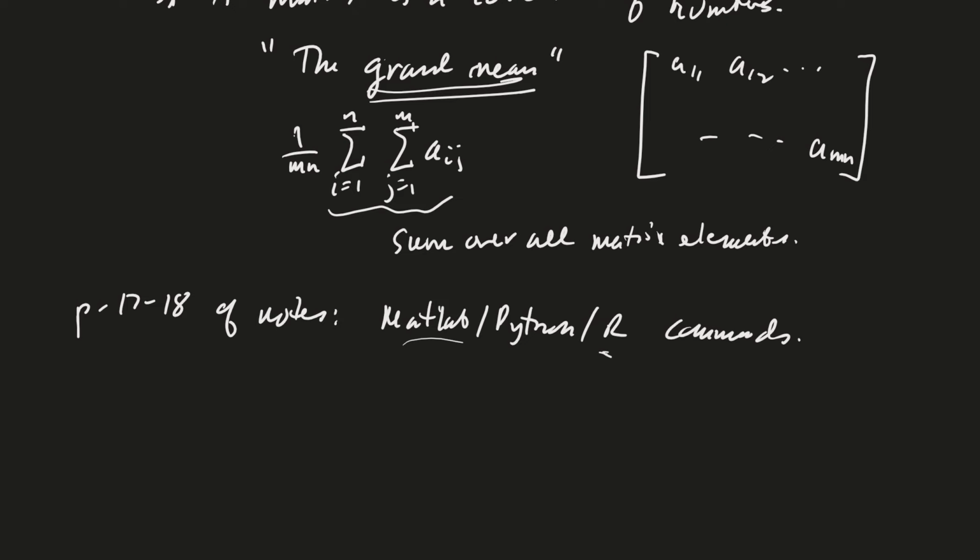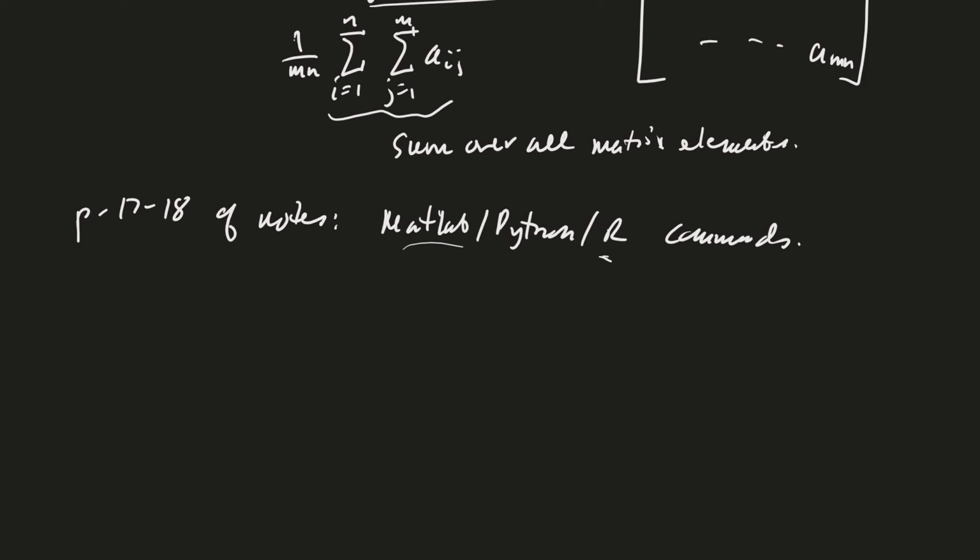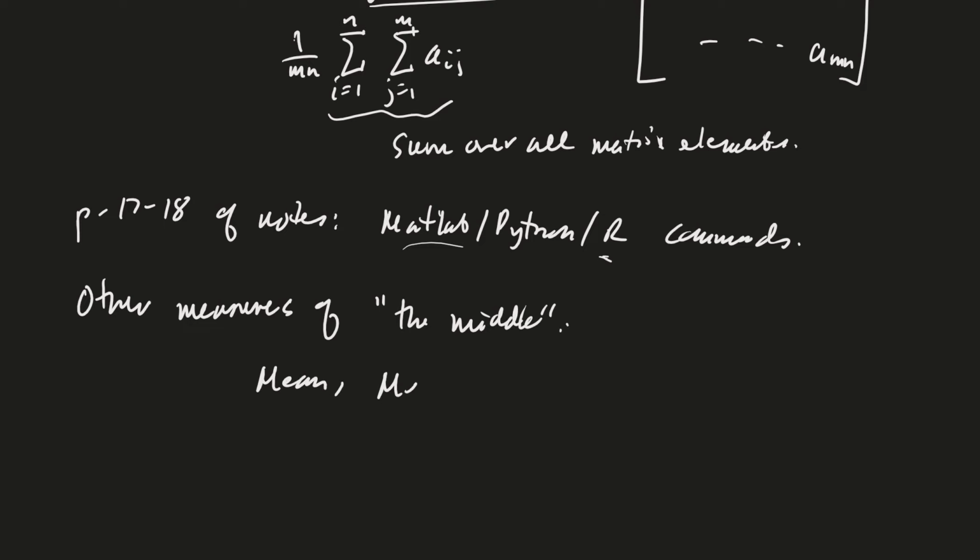There are other ways of computing a middle number for a set of data. Other measures of the middle. We have the mean, we have the median, and we have the mode. We're probably not going to ever use the mode in this class. The syntax for the median works almost exactly the same as the mean in your computer code. So I'll just leave that.